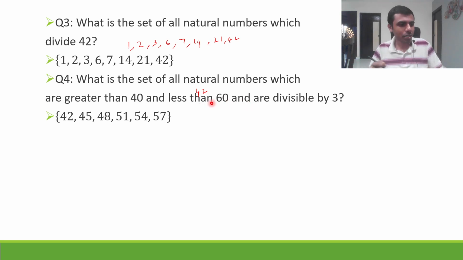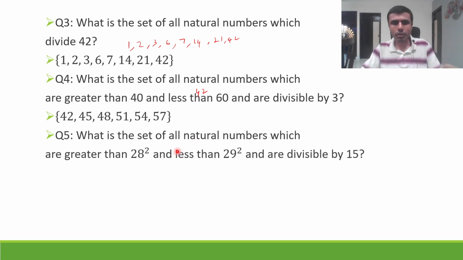Now the last question is a little tough one. Not tough exactly. What is the set of all numbers which are greater than 28 square and less than 29 square and are divisible by 15? Okay. Pause the video and think.